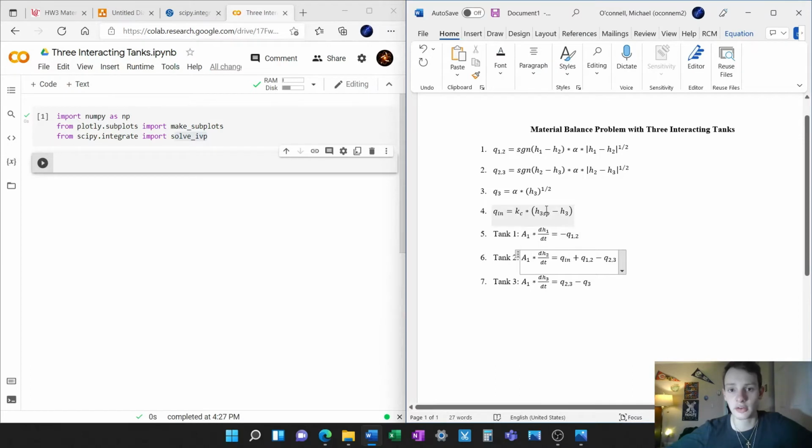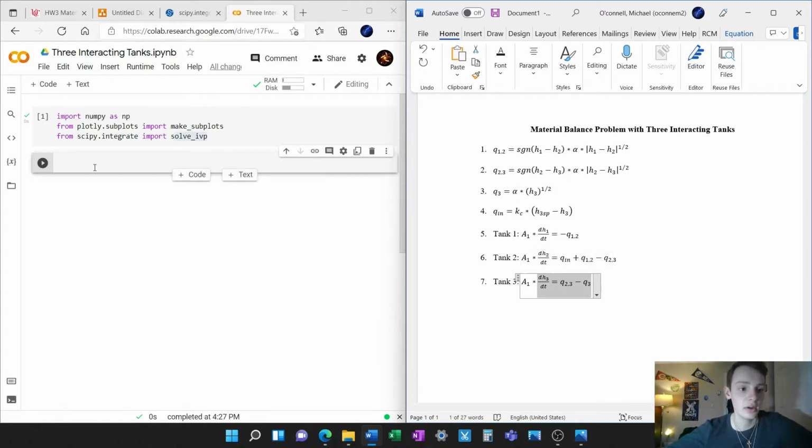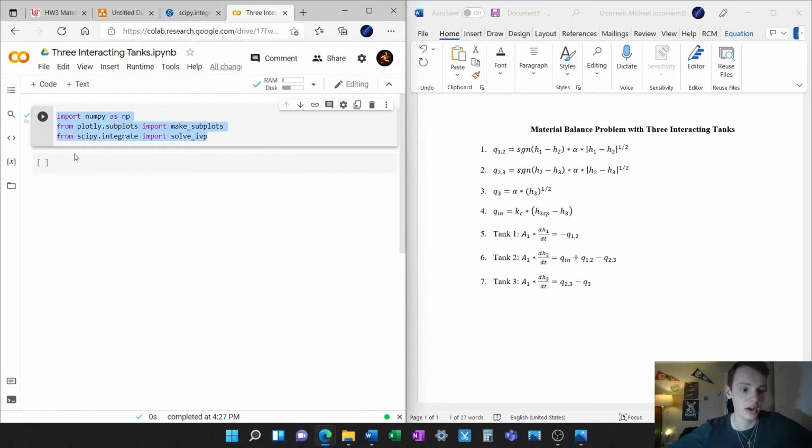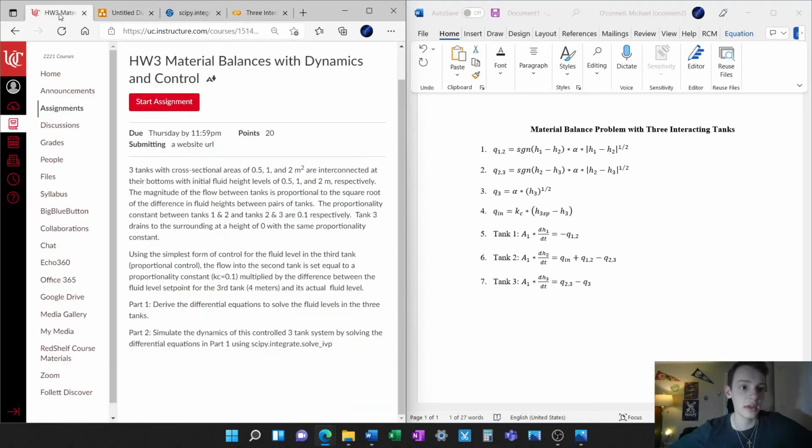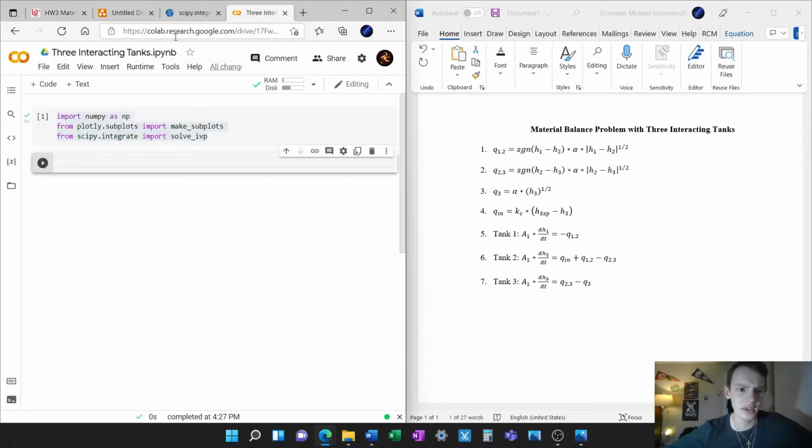Now we're ready to solve our differential equations in Python so that we can plot the change in fluid height for each of our tanks over time. So I have some imports up here that I'm going to talk about very soon, but before we do that, let's take a look at what this gives us. There are some constant values that are given to us that we should put in. So first of all, our areas, right? Our cross-sectional areas for all of our tanks. So A1, A2, and A3. And that is going to be 0.5, 1, and 2.